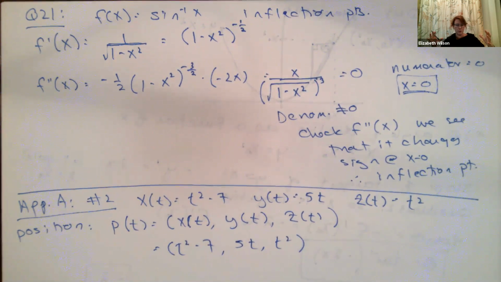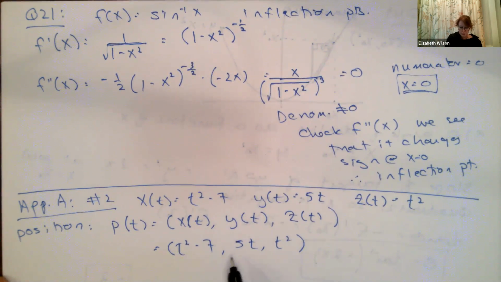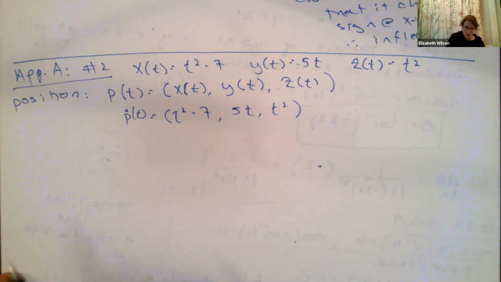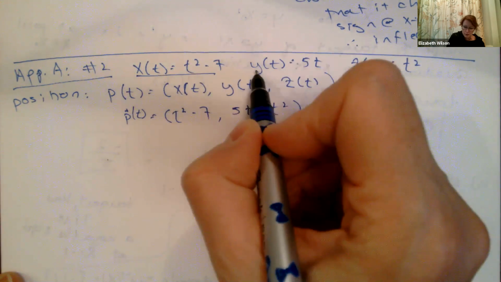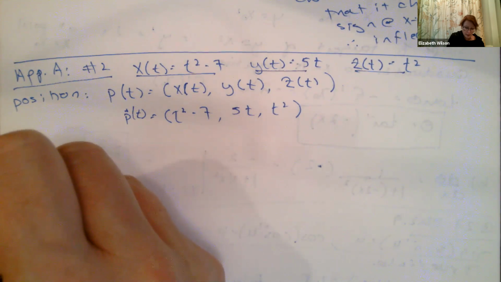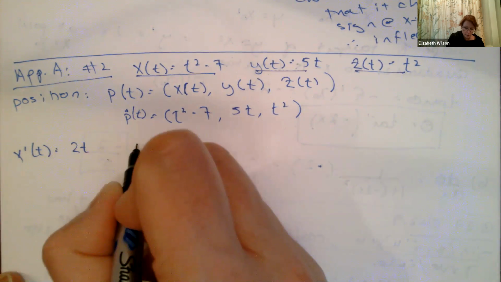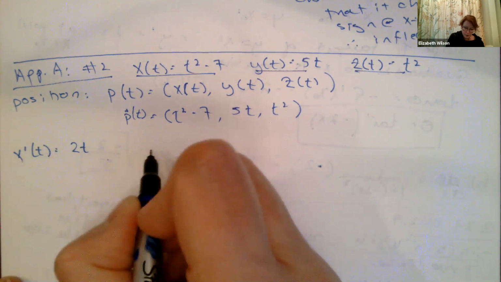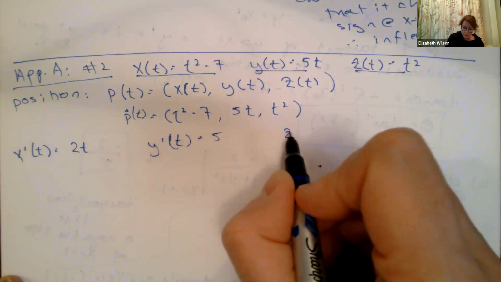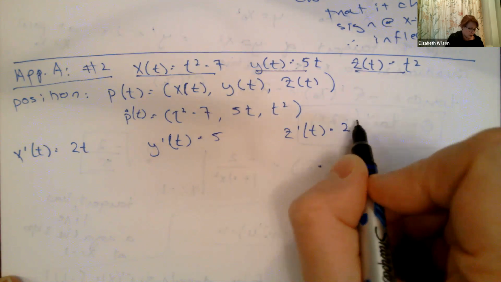I'm just giving you a bigger picture. It's like a vector function. Actually, p would be a vector function because it's got multiple components. You don't need to worry about that. We're keeping it all separate, but just so you have the bigger picture. Let me take the derivatives for each piece because I'm going to need them for other stuff. My derivative for x is 2t, my derivative for y is equal to 5, and my derivative for z is equal to 2t.